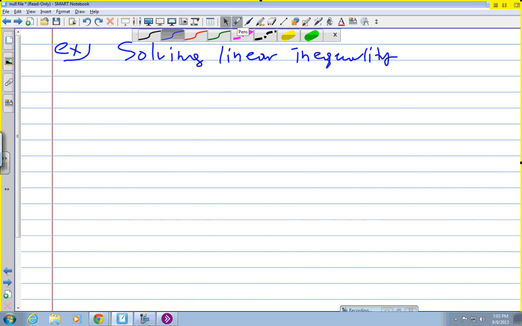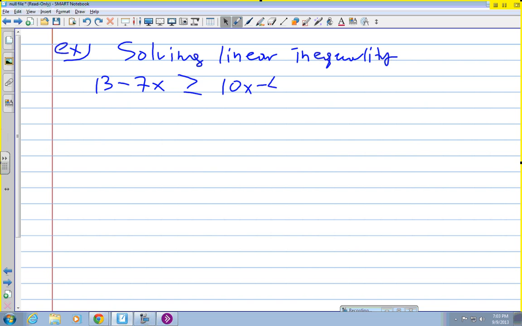Here's an example. 13 minus 7x is greater than or equal to 10x minus 4. So again, we think of this problem just like regular equations. You just solve it. You want to isolate x. So if this was an equation, how would you go about it?